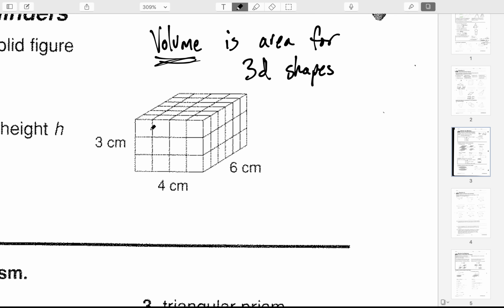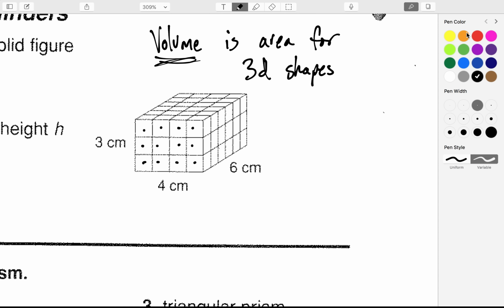On here, one way to do it is you can count up all the cubes if you're given a picture like this. So we count it up: 1, 2, 3, 4, 1, 2, 3, 4, 1, 2, 3, 4. So this would be 12, right? Now let's count how many back it goes. It goes 12, one set of 12. So 12, 12, 12, 12, 12, 12.